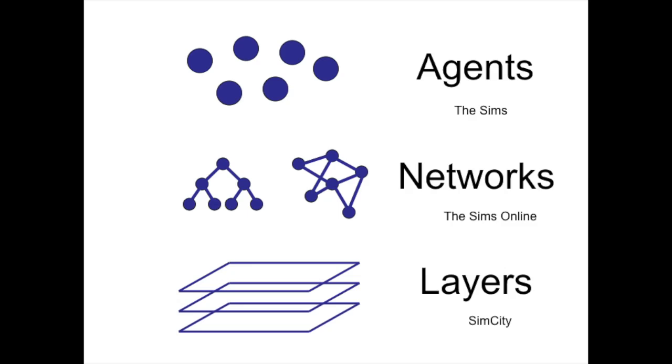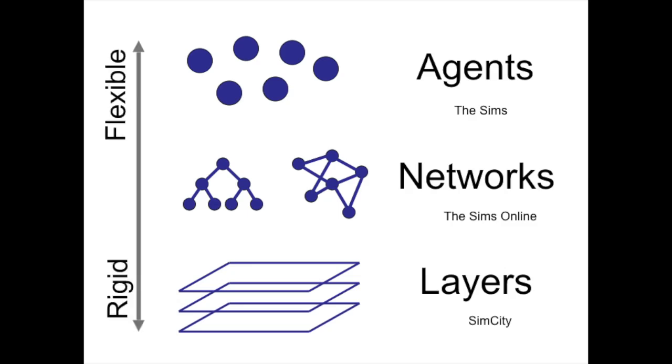Now, basically, the way I've organized this is I've put these topologies in order of flexibility. Agents I think of as things that have very flexible relationships that change very often through time. Networks are a little bit more persistent. They can add and break links, but they're a little more persistent than agent relationships. And layers are probably the most persistent. You always have the same neighbors on a given spot.